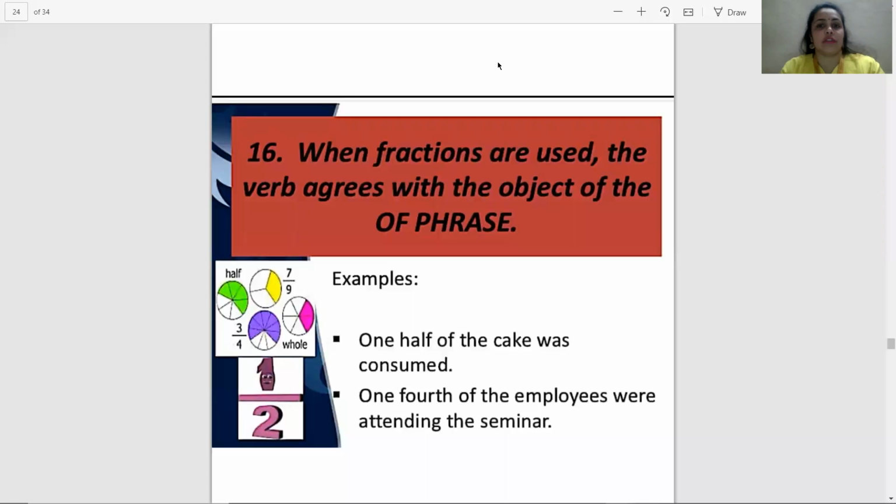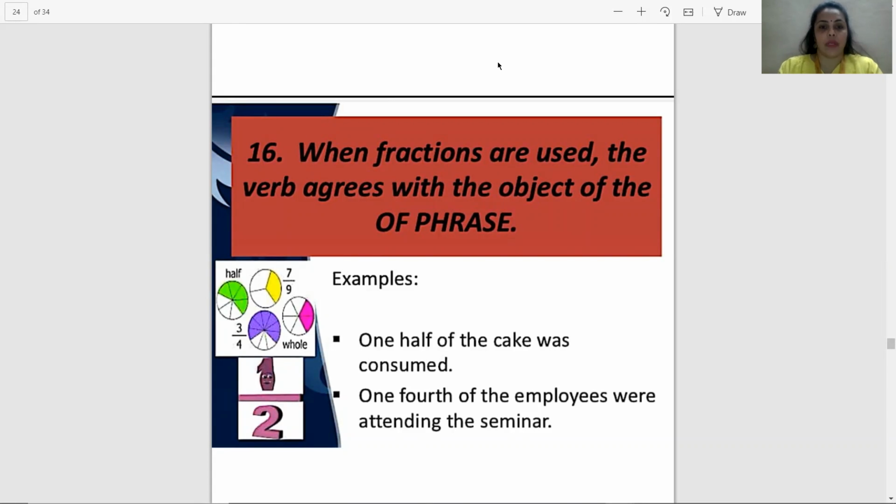You must be remembering one thing we have discussed: one of the boys, one of the flowers, or one of the schools. We have discussed this at length. Here one is used, that is why we will not take the plural verb, but we will take the singular verb. It is just opposite to it. When fractions are used, the verb agrees with the object of the phrase. What is that object we are talking about? What is the last word or the last noun in that phrase? According to that, we will choose the verb, maybe singular or plural.